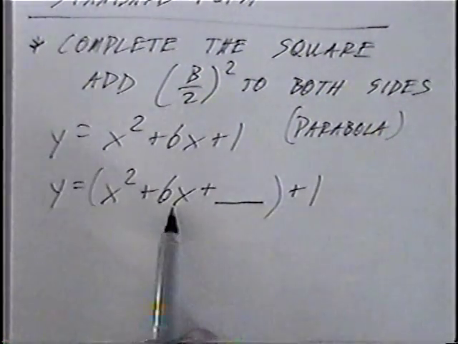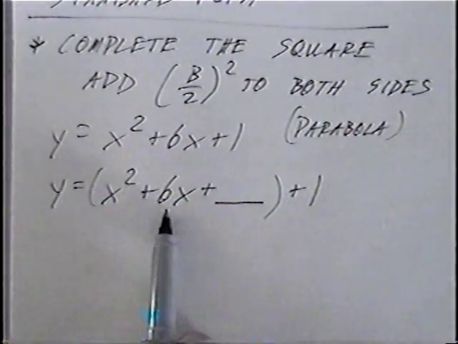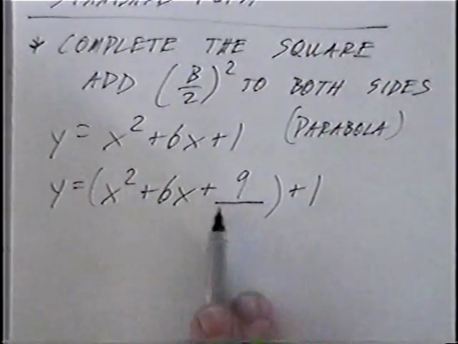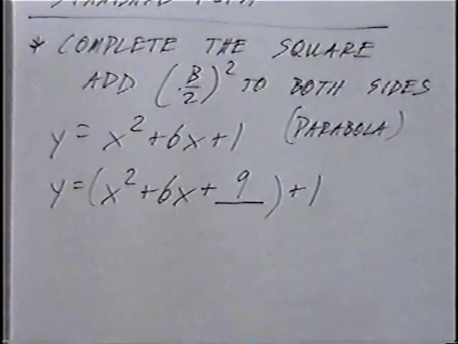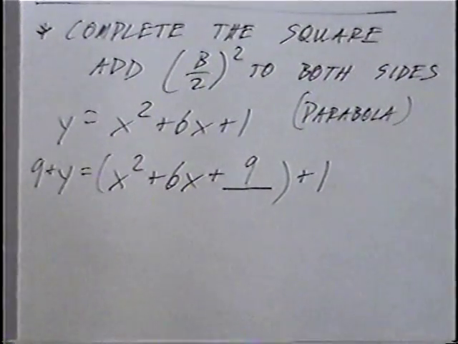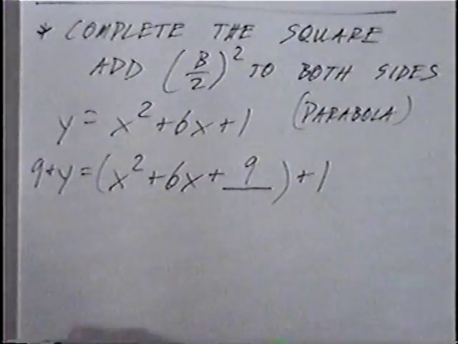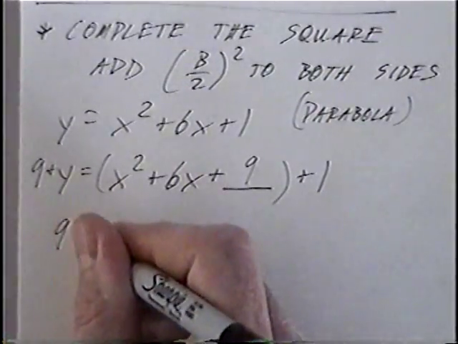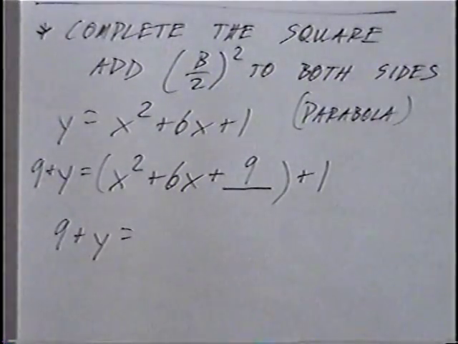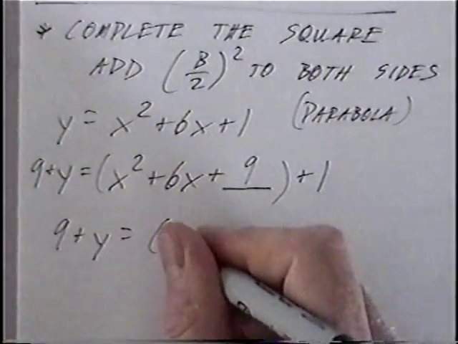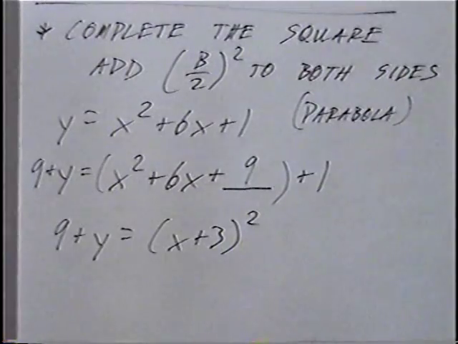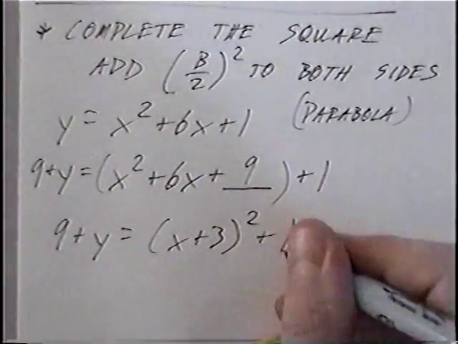To find b over 2 squared, we'll take the value b, divide by 2, which would be 3, and square that, which would be 9. So we'll add 9, so this becomes a factorable trinomial. Since we add 9 to one side though, we'll have to add 9 to the other side. Bringing down the equation, we have 9 plus y equals factoring x squared plus 6x plus 9. That would factor to x plus 3 and x plus 3, or we can write it as x plus 3 squared. And the plus 1 comes down.